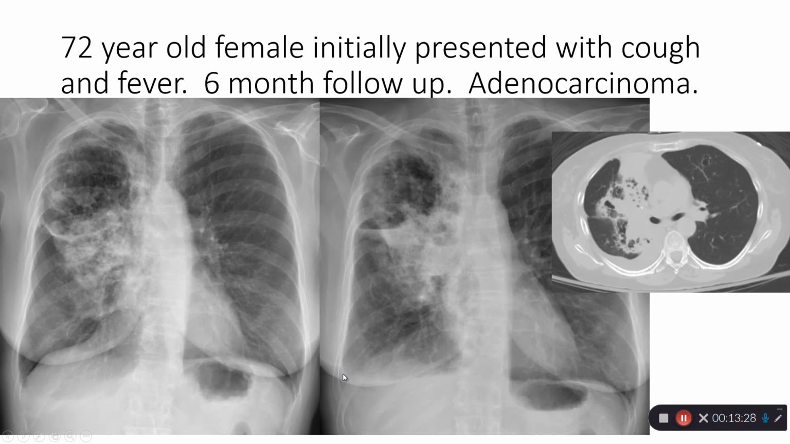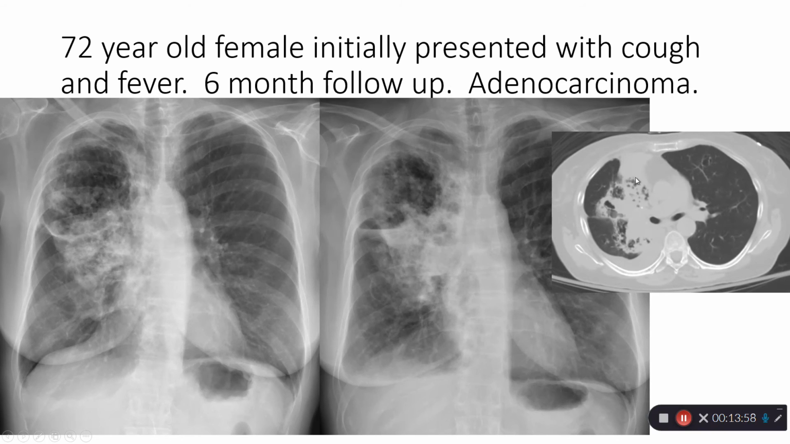I just would like to show you this case of a 72-year-old female who initially presented with cough and fever. This is her initial radiograph. We can see this fairly large opacity, predominantly central, overlying the right hilum within the mid-lung, also some parenchymal opacities within the right upper lobe. This is 6 months later, and the size of the opacity is not significantly changed, but it's more dense, maybe a little bit of increasing opacity within the right upper lobe.